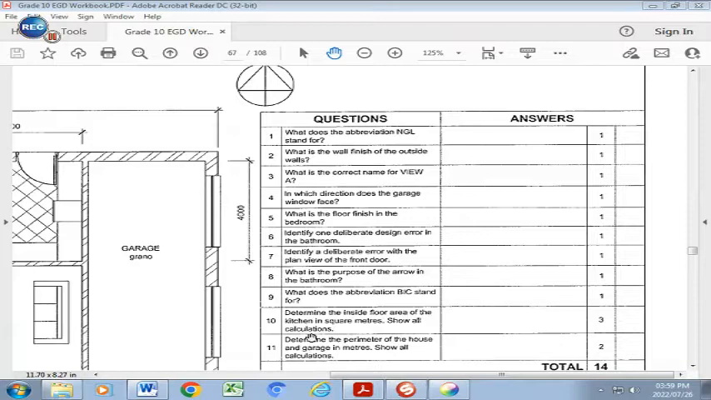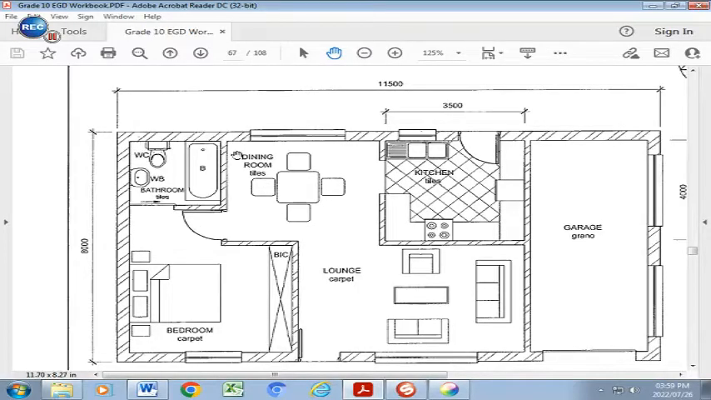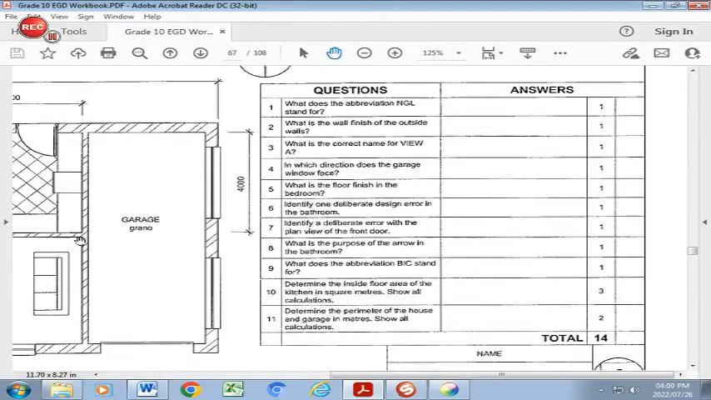Number 6, identify one deliberate design error in the bathroom. If we go and examine the bathroom, you will find in all other room designations we have doors and windows, besides in the bathroom. So the deliberate error that the draftsman made here is to include a window for ventilation purposes.